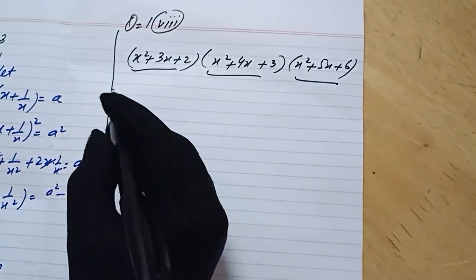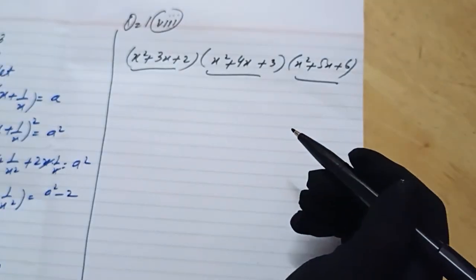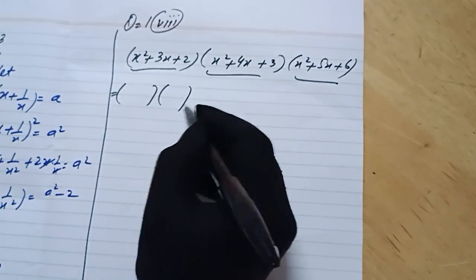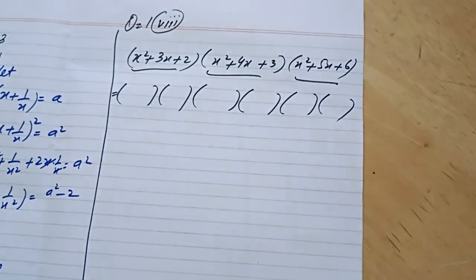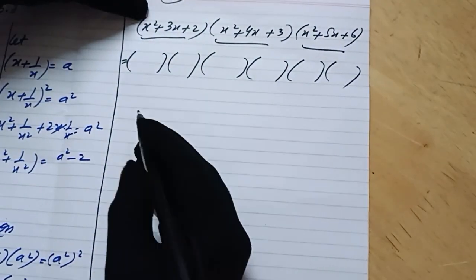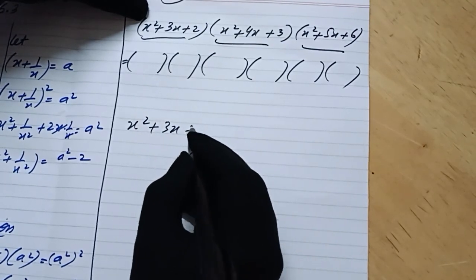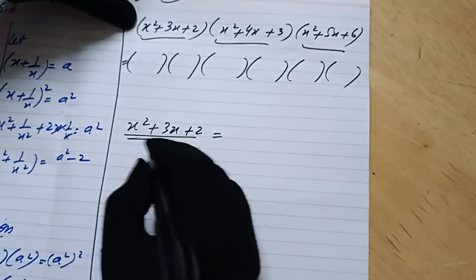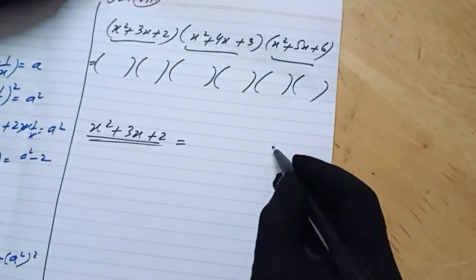It means that you must change this into two factors, this also into two factors, and this also into two factors. So just make a place over here for changing into two factors, and we make the factorization here. The first one is x square plus 3x plus 2. How can we change it into factors? In this equation, we will use the sum and product method, or middle term breaking method.